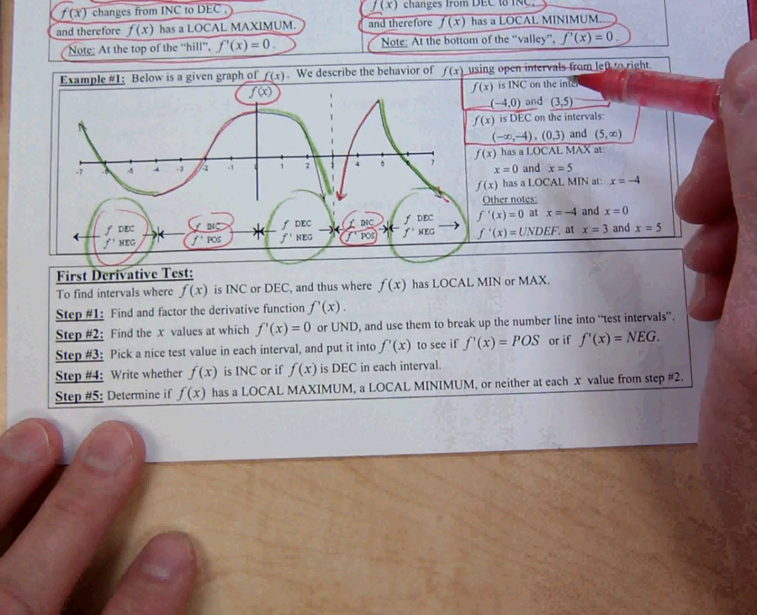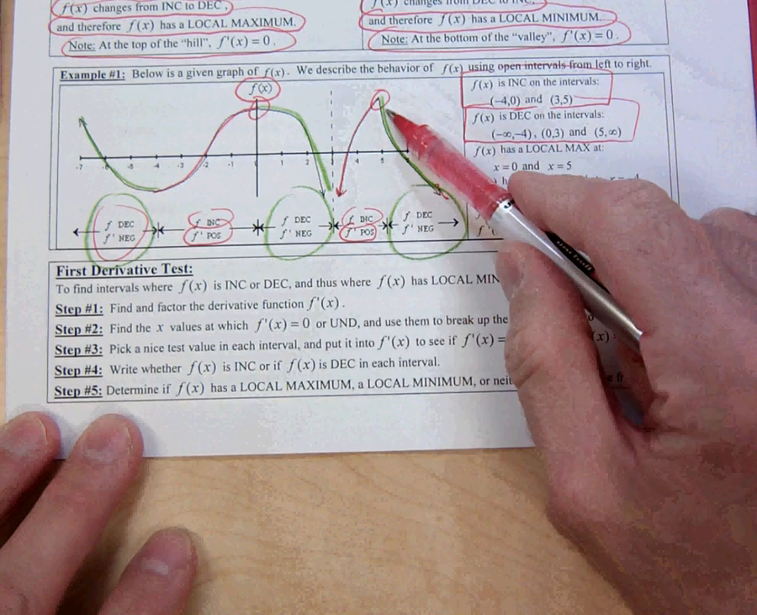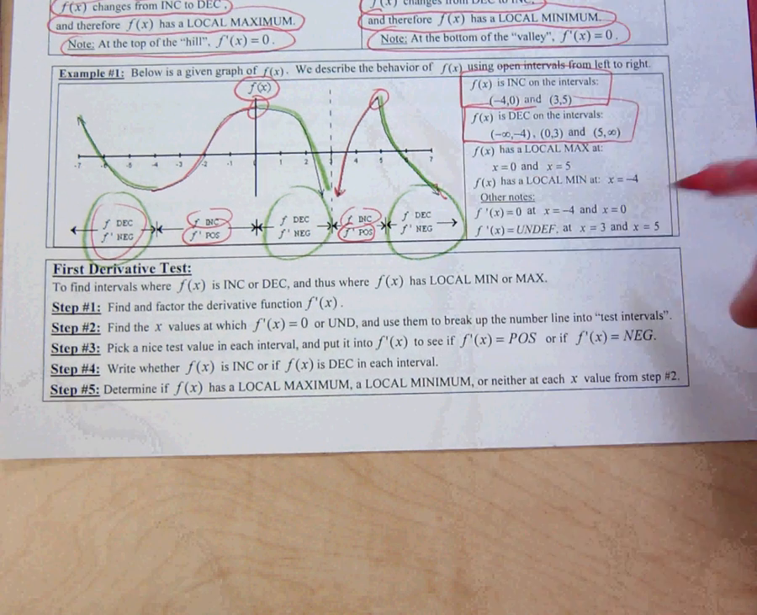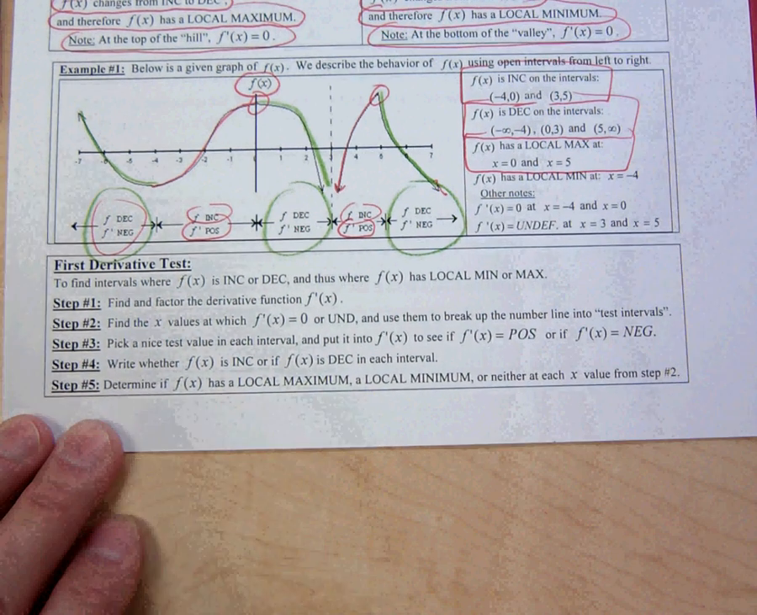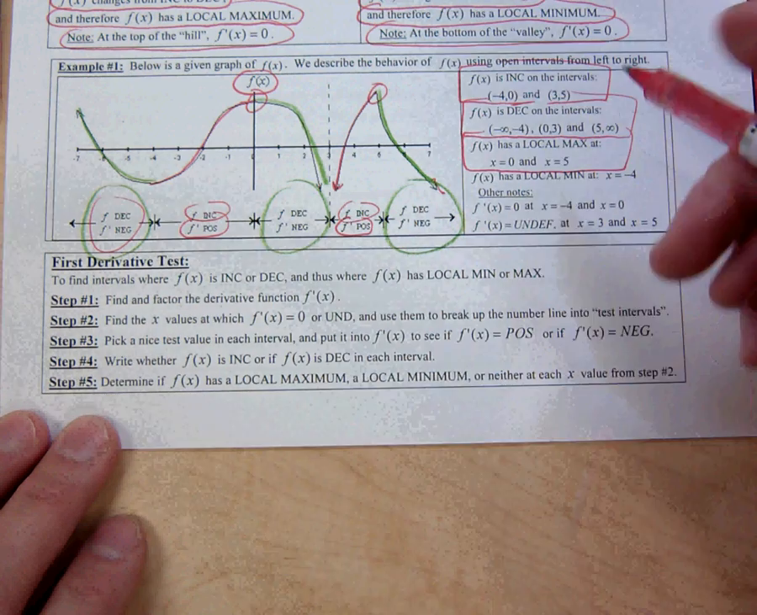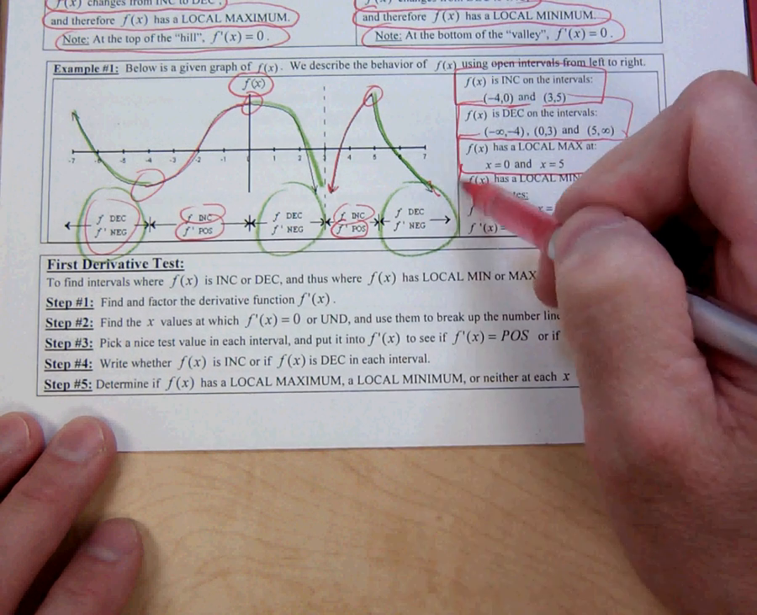By the way, where does f have a local max? Here and here. And just because there's a sharp turn doesn't mean you can't have a local max. You certainly can. So do you agree that local maxes are at 0 comma something and 5 comma something? Okay. Where does f have a local min or valley, guys? Wouldn't that only be here? Yeah, so at -4.